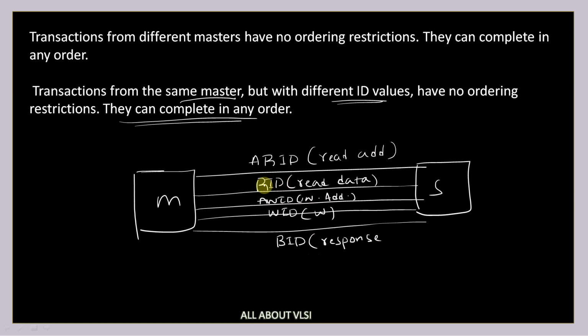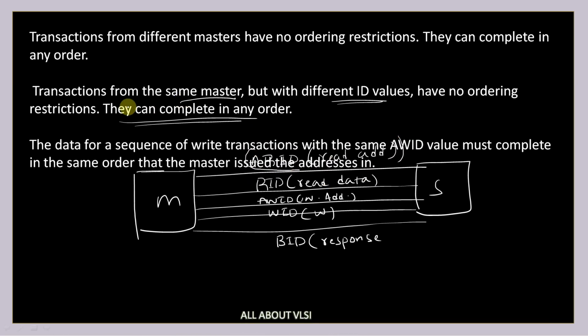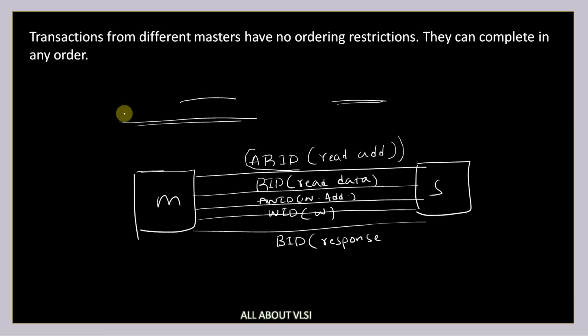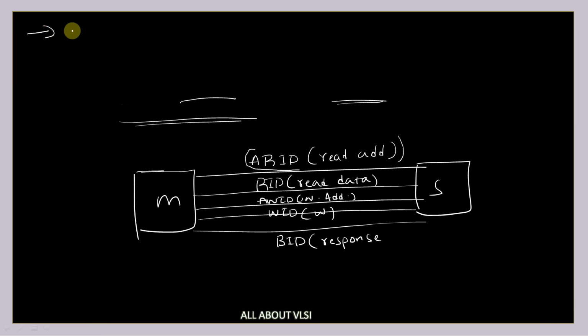Now let's say if the master wants to read the data, then first of all, it is going to provide the read address using the read address channel. Okay, so I will write it down here. First of all, if my master wants to perform a read operation, then it is going to first send a read address using the read address channel. It is going to send the AR address, right?